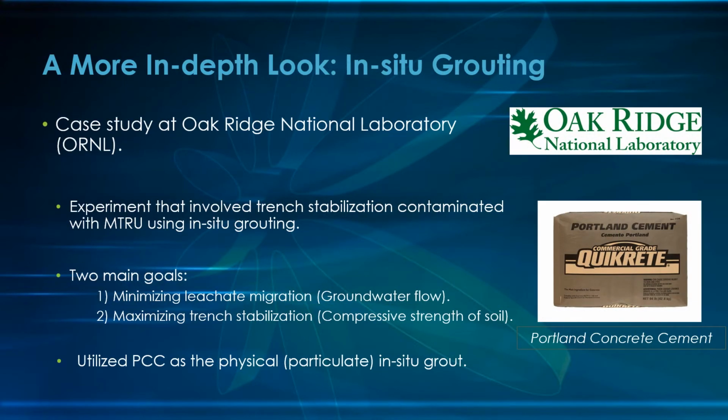So in my report, I considered a case study conducted at Oak Ridge National Laboratory. It was an experiment that involved stabilizing a trench that was contaminated with MTRU, and it used in situ grouting as the technology. And the experiment basically had two main goals. It wanted to minimize the leachate migration, or the groundwater flow below the trench, which possibly could spread the contaminants, and it wanted to maximize the trench stabilization, or the compressive strength of the soil. And interestingly enough, it actually used PCC, Portland cement concrete, as the physical grout that was injected.